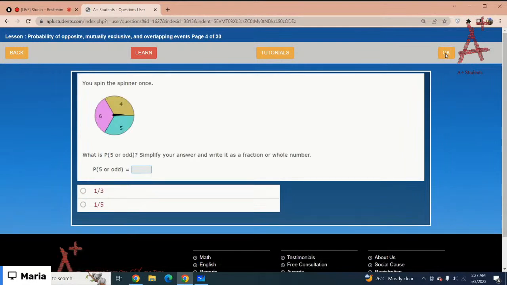You spin the spinner once. So what is the probability of getting 5 or odd? You have just one odd number. 5 is odd number. Got it? So that means probability is 1 out of 3.